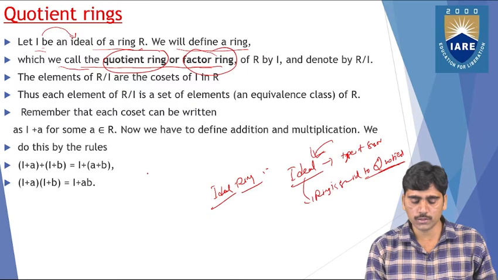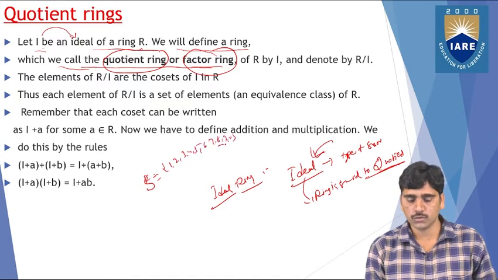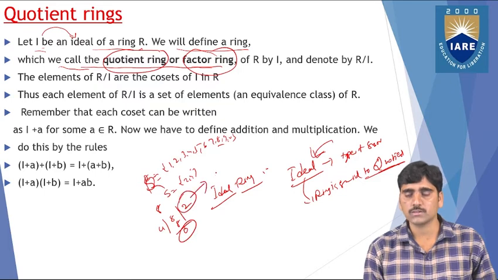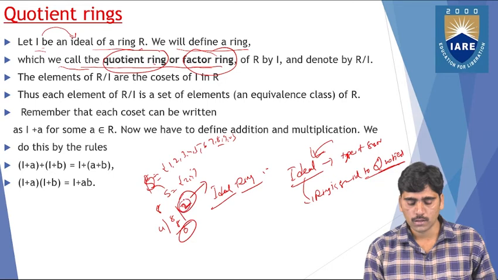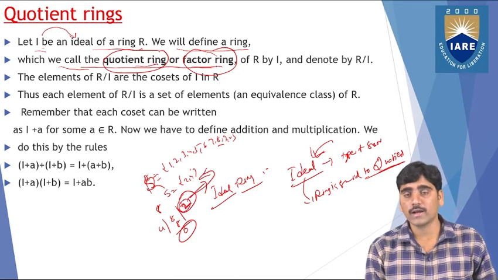Suppose you take any ring with the elements 1, 2, 3, 4, 5, 6, 7, 8, 9, 10. Take an element 8, and the subring you can take, suppose, 2, 4. Then you can divide 4 and 8. So 4 divides 8, right? So it divides. Whatever element is in this subgroup, then it is said to be a quotient ring or factor ring.